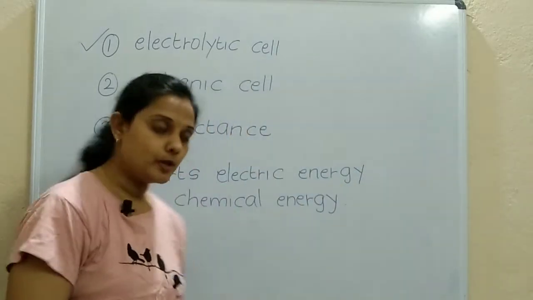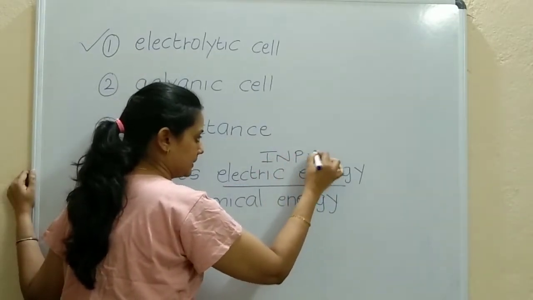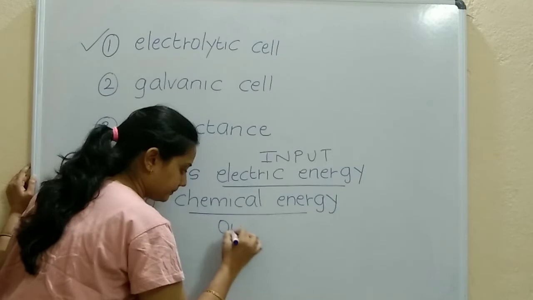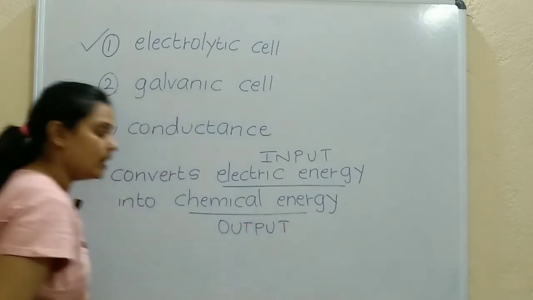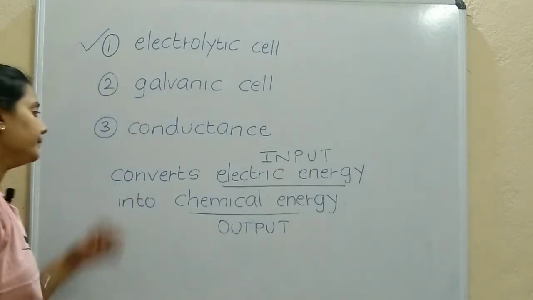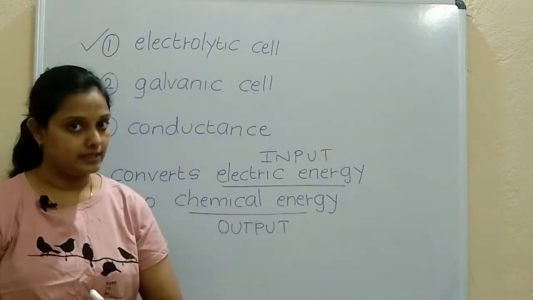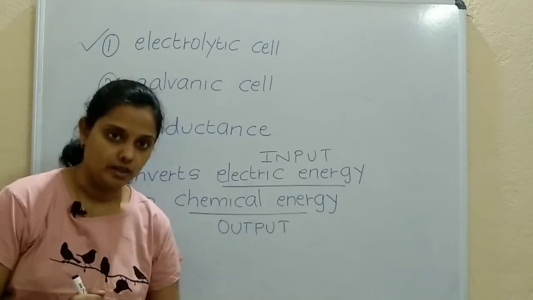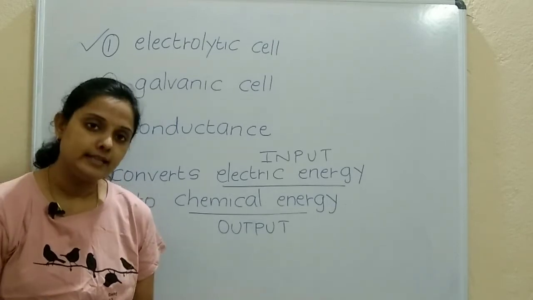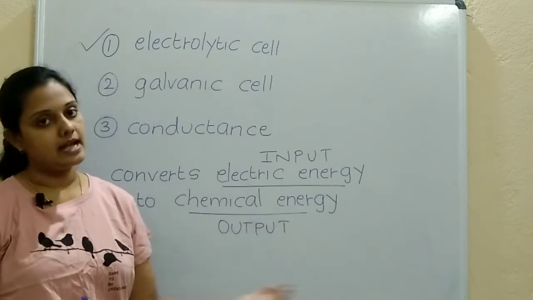Okay, so what is the input here? The input is the electrical energy. We have to provide electrical energy. And what is the output here? That is chemical energy, or we can say a chemical reaction will take place. That is the output. So this electrolytic cell process requires electricity. It doesn't happen on its own. If a reaction occurs on its own, it is called a spontaneous reaction. But here, it requires electrical energy for the reaction to occur.